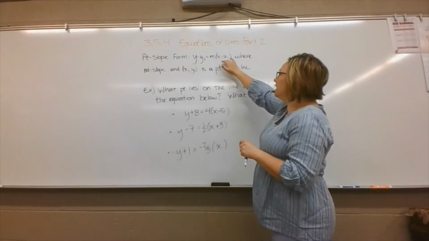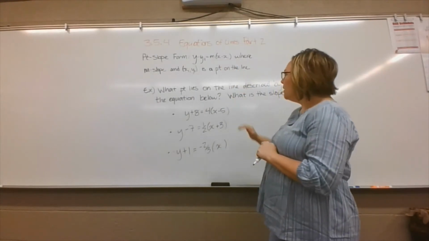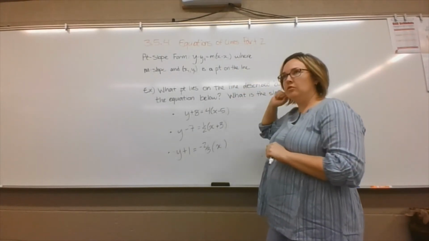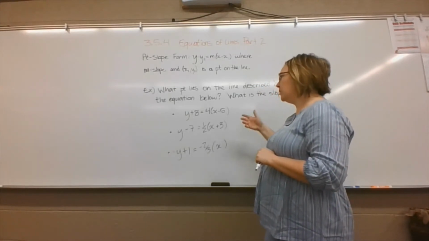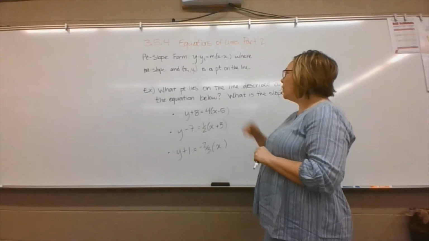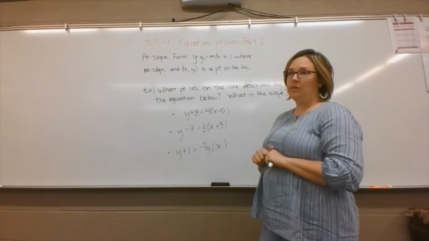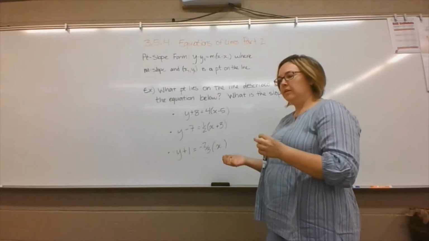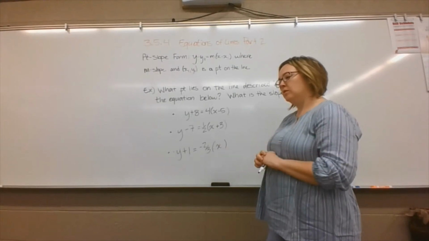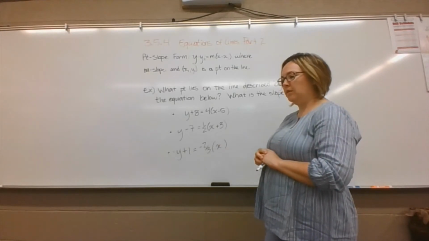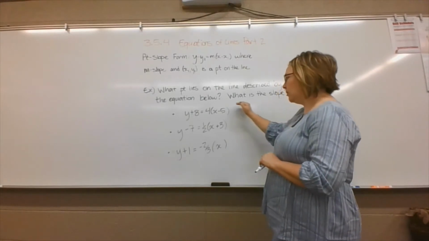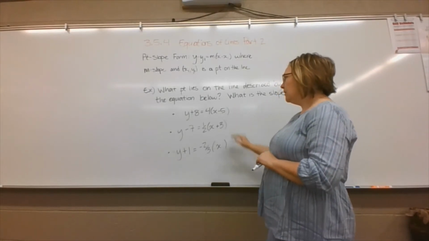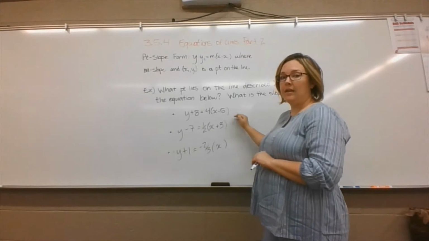So, given this formula, you will have some questions on your quiz that are similar to this. They will be split up, so you'll have a couple questions that say, what point lies on the line described by the equation below? And then maybe your next question will say, what is the slope of the line given the equation below? I've just combined these together, so we have 3 examples to run through. Let's find a point on our line and the slope.